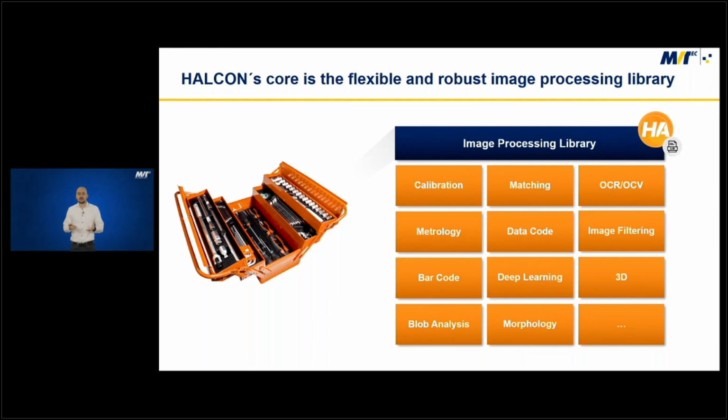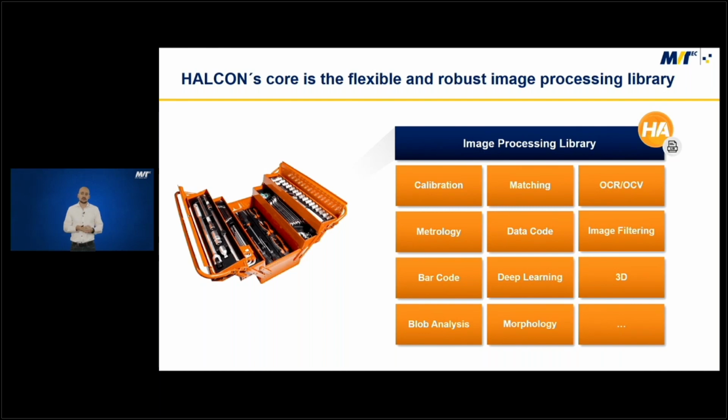The flexible and robust image processing library contains algorithms for nearly every possible machine vision application you can think of. We have a wide range of calibration operators, our well and widely used shape matching technology. We have different kinds of technologies for identification of objects with data codes, barcodes, OCR. There are different tools for powerful pre-processing, like for example image filtering, blob analysis, and morphology operators. And of course, we also have powerful 3D algorithms, like for example our surface-based matching.